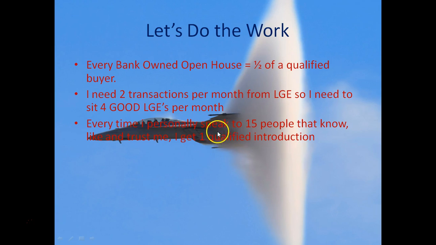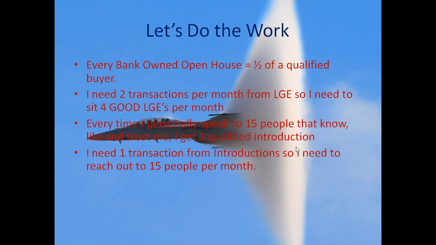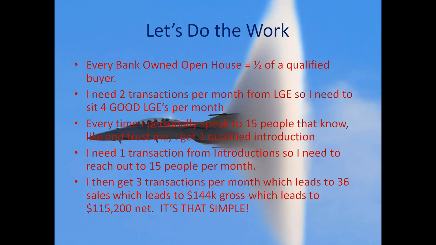But let's say your stats say that every time I talk to 15 people I know, I get 1 qualified introduction. So every month I need 1. So in essence, I need 1 transaction from introduction. So I need to reach out and talk to on the phone or grab a cup of coffee, take them to lunch, whatever it may be, 15 people per month.